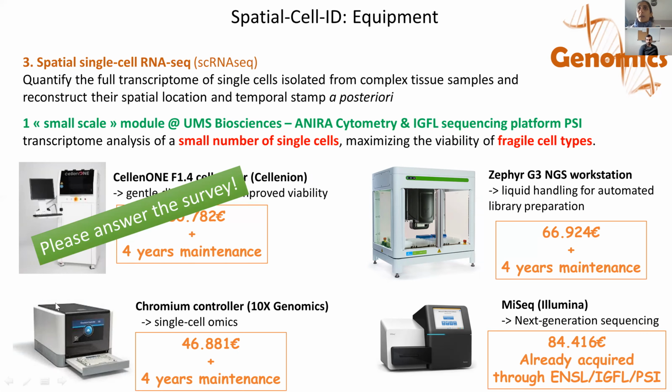So this will then be combined also with the Chromium controller from 10x Genomics, again for the cell encapsulation and single cell library preparation. The library preparation itself actually will be automated using a liquid handling robot. And then finally, we had also planned to buy a sequencer, which is a MiSeq. This is a more small scale next generation sequencer from Illumina, which has actually already been acquired through funding from the ENS, the IGFL, and the sequencing facility of the IGFL.